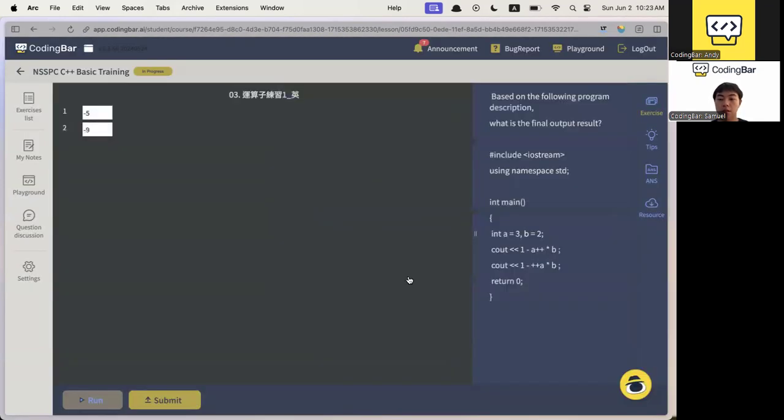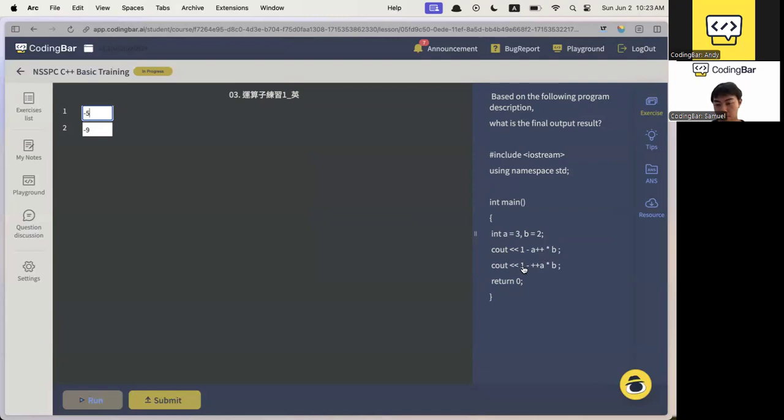Submit it. Next. How about this? What's the final output result? A equal 3, B equal 2. 1 minus A plus plus times B. Oh, this gets trickier. So remember, A plus plus means we return A first. Only after return A, we increase A. So this is like A times B. A is 3, B is 2. 3 times 2 will be 6. 1 minus 6 will be minus 5. So the first one will output minus 5.